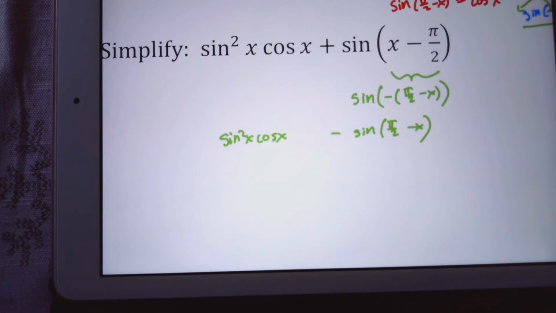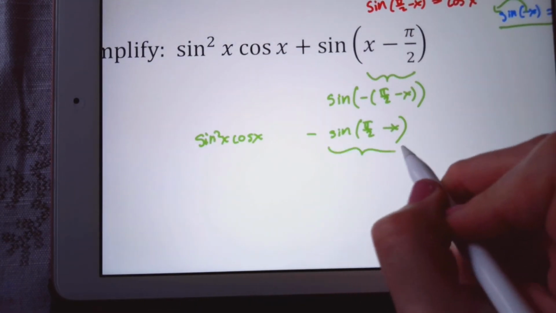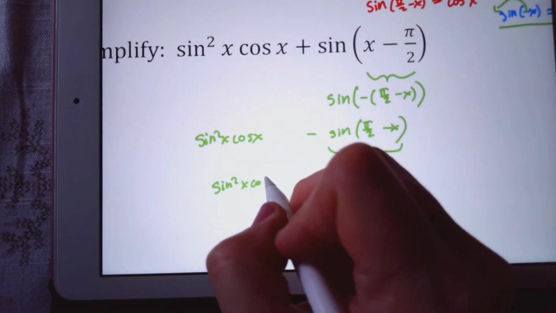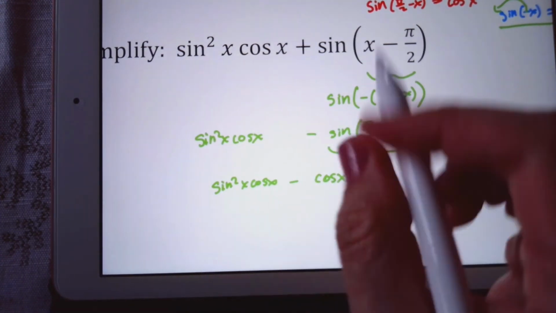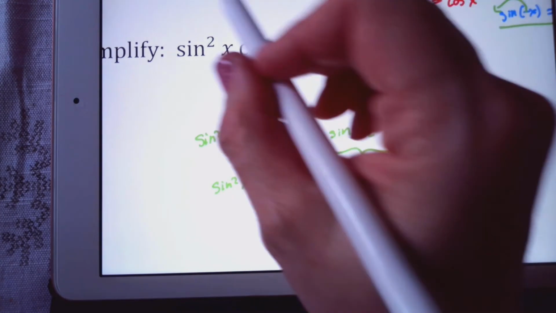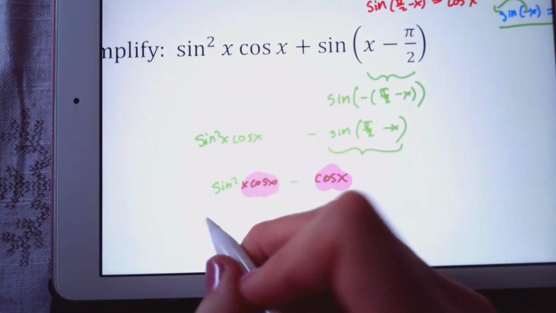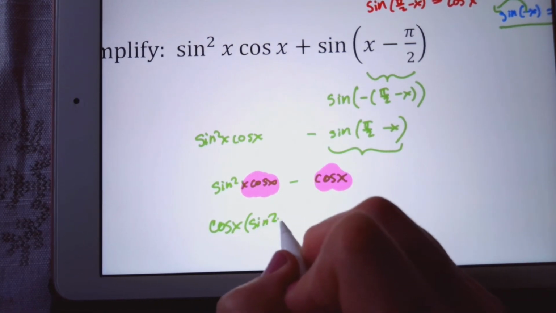All right, so now I'm going to use what I wrote in red up here as a replacement. This is replaceable by cosine x. So I got sine squared cosine x minus cosine x. And now I look at this and I say to myself, oh, look at these two cosines right here. I can factor. So let me take out a cosine, and then I get sine squared minus 1.